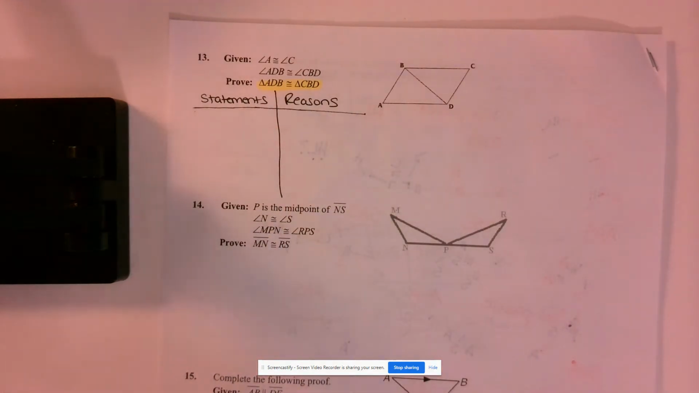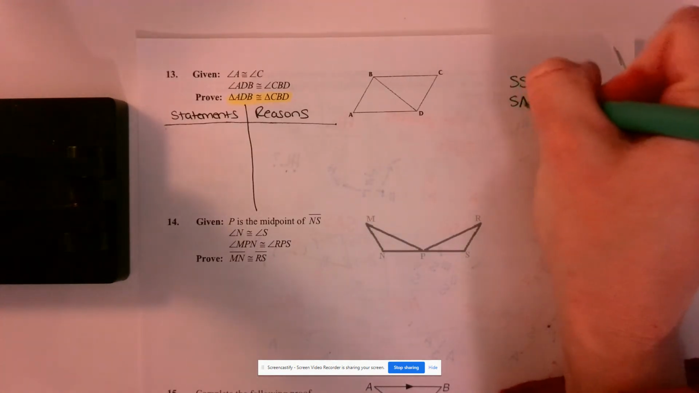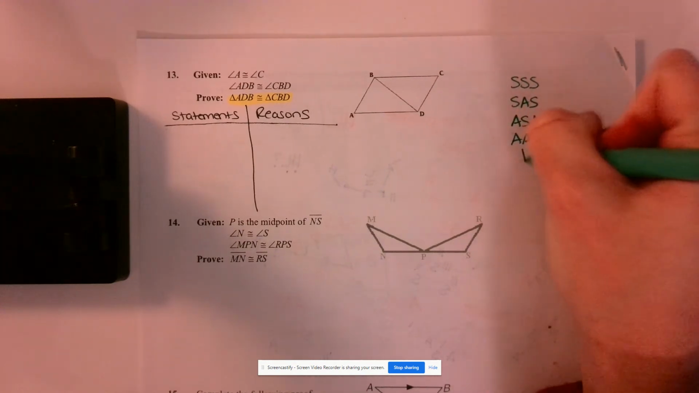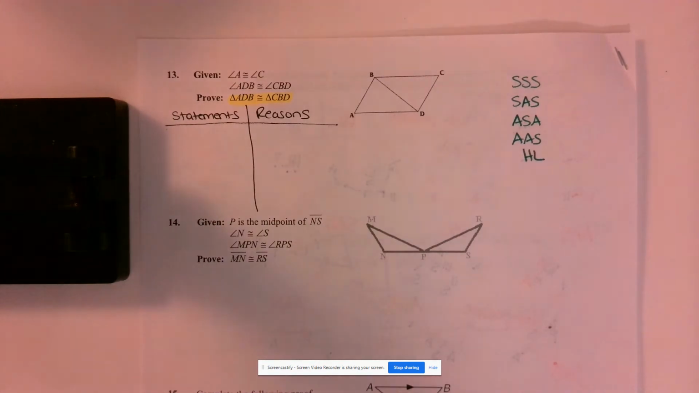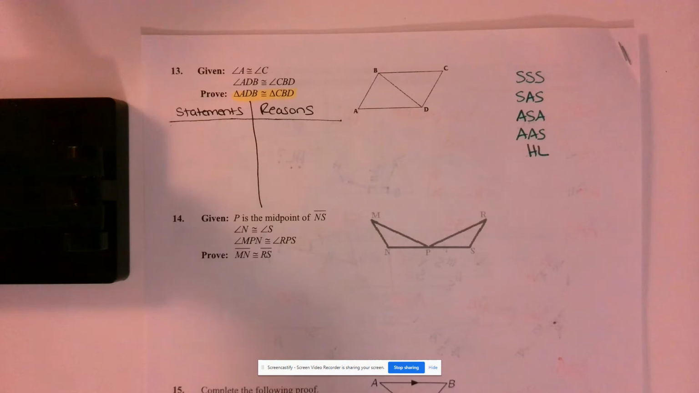So remember, when we're trying to prove triangles are congruent, our goal is to try to find one of our 5 congruence theorems that will work in this picture. And then we can go ahead and state that the triangles are congruent. So let's start with our givens.